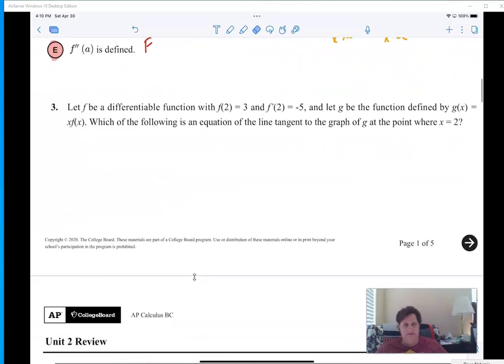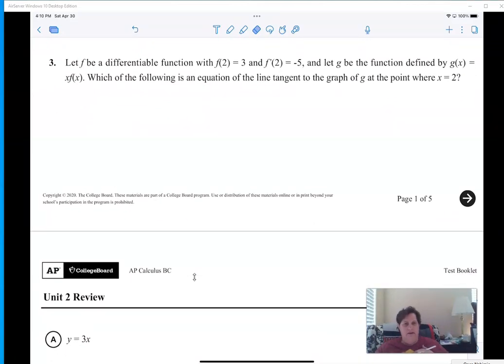All right. Awesome. Let's take a look at this. Let f be a differentiable function. Okay, I feel like this is going to be important. f of 2 is 3 and f prime of 2 is negative 5. And g be the function defined by g of x is x times f of x. Which of the following is an equation of a tangent line to the graph where x is 2? Tangent line to the graph of g.